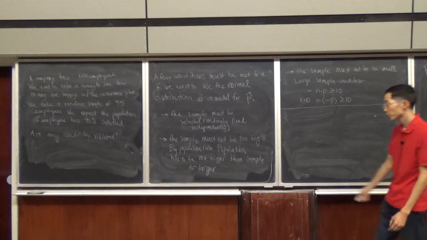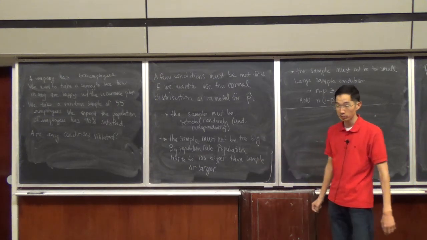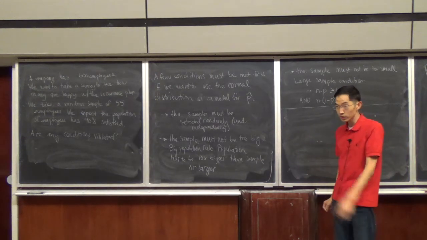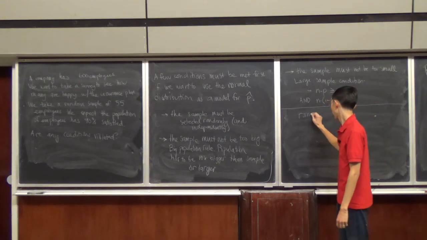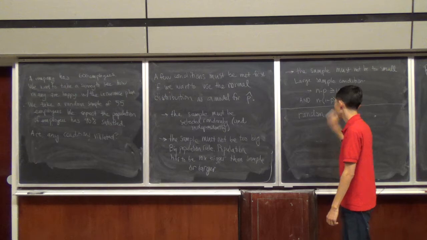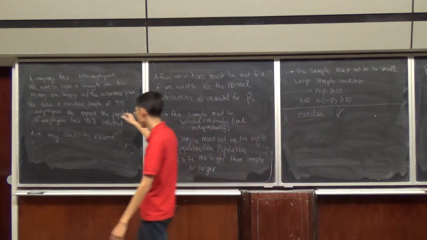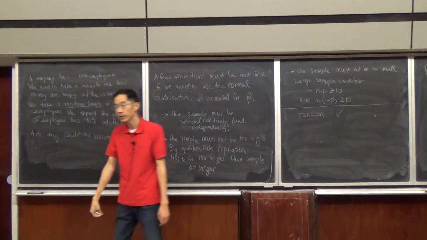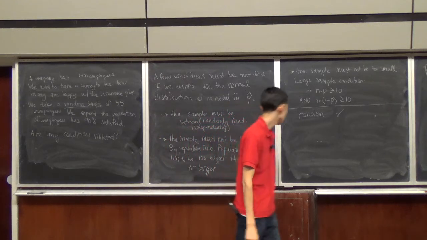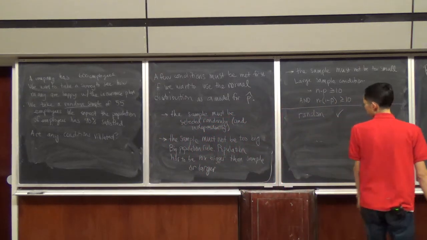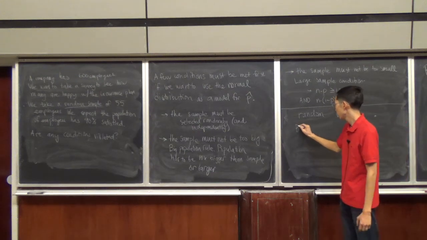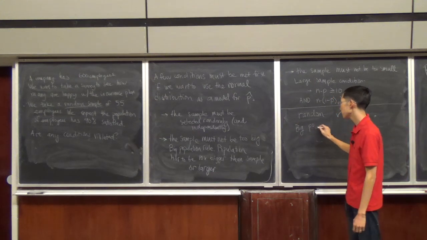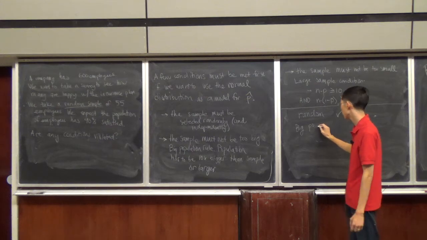Okay, so let's check this one. The sample must be selected randomly. Is the sample selected randomly? Yes, that's met because it says we take a random sample of 55 employees. The second condition is that the sample must not be too big, the big population rule. The population must be 10 times bigger than the sample or larger.